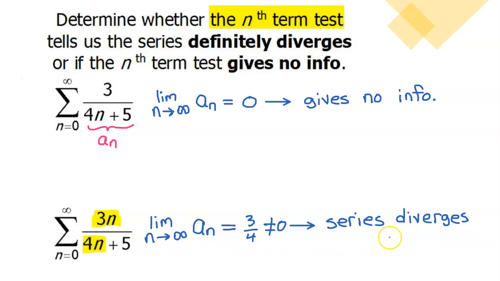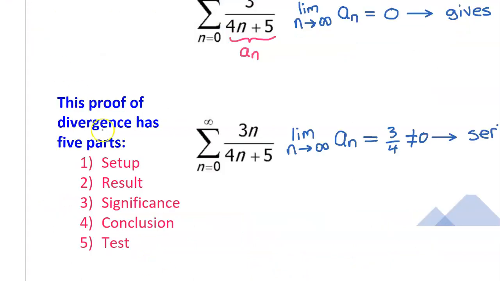This string of information is a little proof, proving the series diverges. I want you to think of this proof as having 5 parts to it. And to get full credit on your test, your proof needs to have all 5 parts. Let me list the 5 parts for you off to the side. This divergence proof has 5 parts to it: setup, result, significance, conclusion, and test.